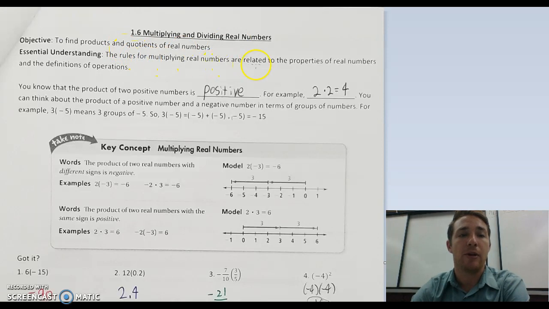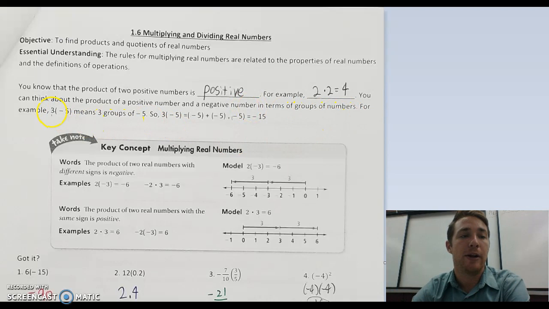Rules for multiplying real numbers relate to properties of real numbers and those definitions of our operations. So these I think are actually a little bit simpler than adding, subtracting, and that's because as long as I have two positive numbers, if I multiply them, it's going to be positive. So for example, 2 times 2 equals 4, 2 times 3 would be 6, so any two positives make a positive.